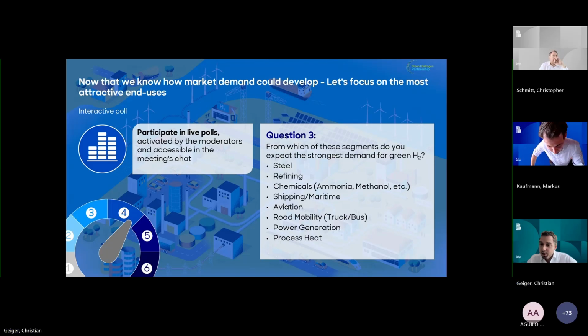So we can already see a clear trend towards industry use cases, so refining and steel being up there, followed by chemicals, then some mobility use cases, namely shipping, aviation, road mobility, with the energy use cases at the bottom, power generation and process heat. Well, steel and refining appears to be a close race.